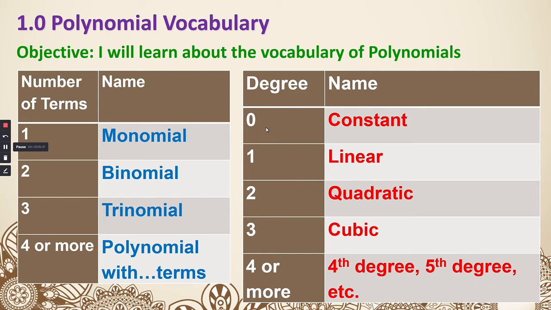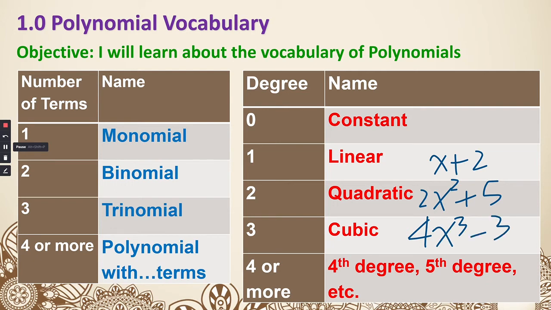If 0 degree, that means just a number, it's a constant. If it's 1 degree, that is going to be things like, for example, x plus 2. That is degree of 1. That's linear. Next, quadratic. That would be things like 2x squared plus 5. That is quadratic when it's squared. Then we have cubic, like 4x cubed minus 3. The highest exponent is 3, so it's cubic. And if there's more, we will just call it 4th degree or 5th degree, etc. polynomial.